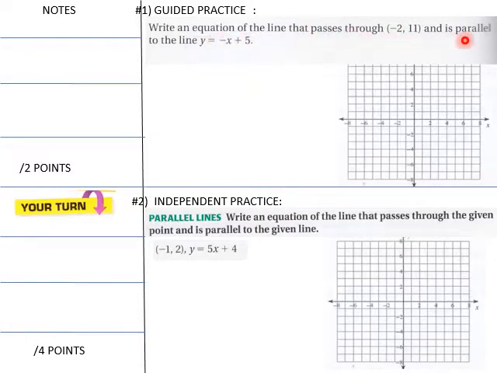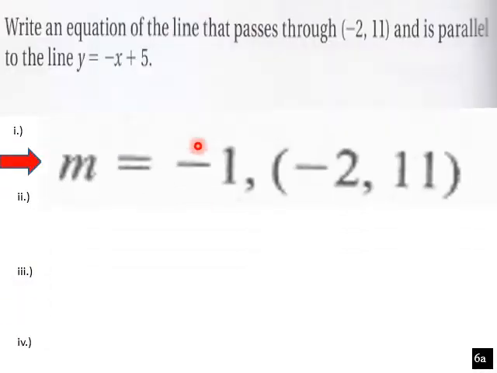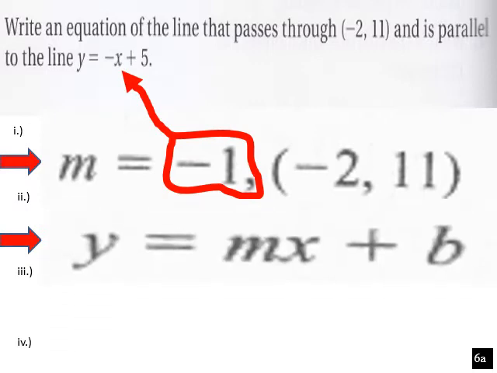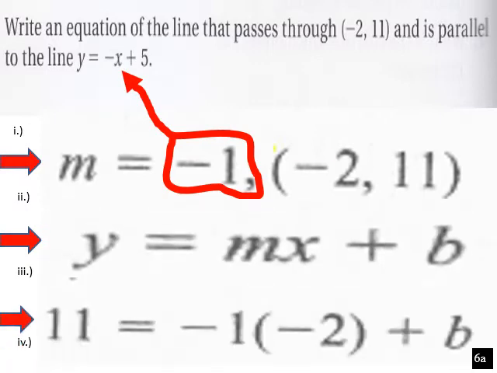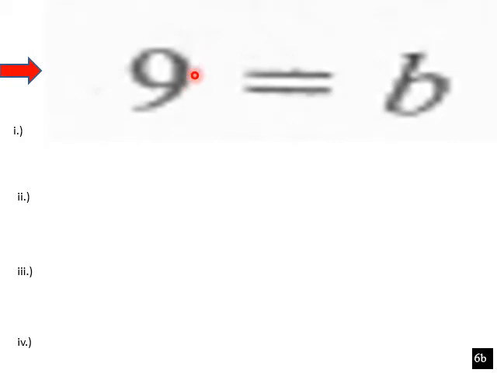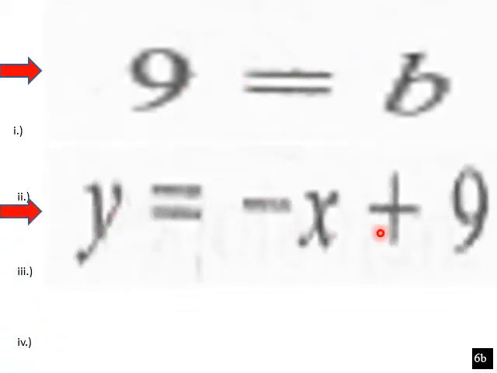Write an equation of the line that passes through -2, 11 and is parallel to the line y equals -x plus 5. Students, this is yours to practice. Our slope here is -1, and our point is -2, 11. The line is parallel, so the slope is -1. Here's your m. y equals mx plus b, so we just plug in 11 here and our -2 goes here. That gives us 9 equals b, so the equation of the line that's parallel is y equals -x plus 9.